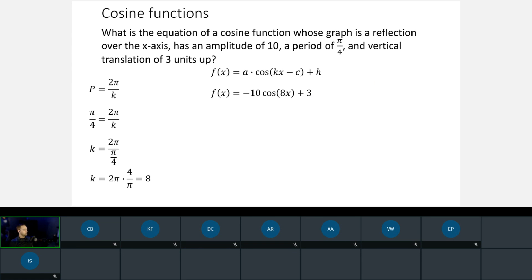So something to note, this one says a cosine function. Cosine and sine have a period of 2 pi, but what if this was a tan function? What would the period be? The period would be pi. Just don't forget that. I'm not saying you're going to have a tan function, but you could, right? And cotangent, yep. Cotangent and tangent have a period of pi.